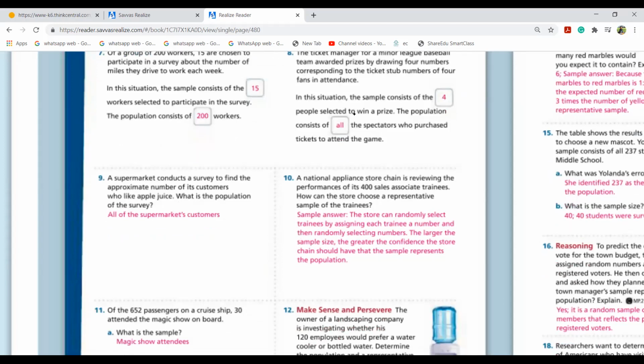Question number 9. A supermarket conducts a survey to find the approximate number of its customers who like apple juice. What is the population of the survey? All of the supermarket customers become the population here because we are only conducting a survey for customers, not anyone. Customers means those who come to the market. So when you see all the customers, that becomes the population.